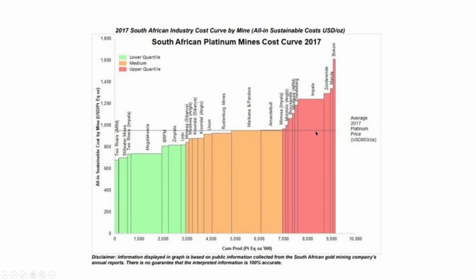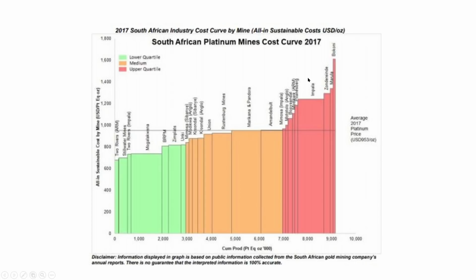This is platinum here. So we're switching gears to platinum. This is the South African platinum mines cost curve of 2017. South Africa is the largest producer of platinum. They approximately produce 80% of the world's platinum. So if you look at this, we were hanging out below $1,000 an ounce. The mid-cost producers are at about $1,000 an ounce right here. These are the high-cost producers.